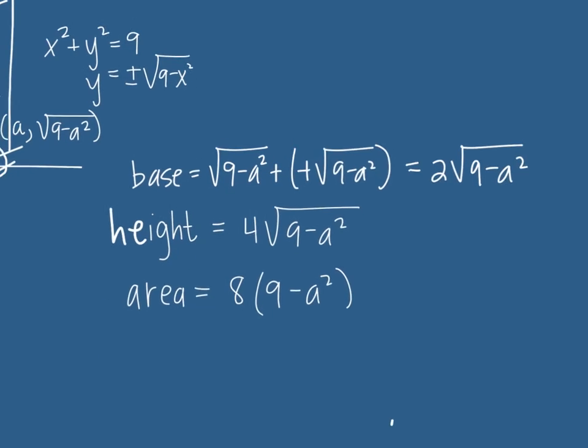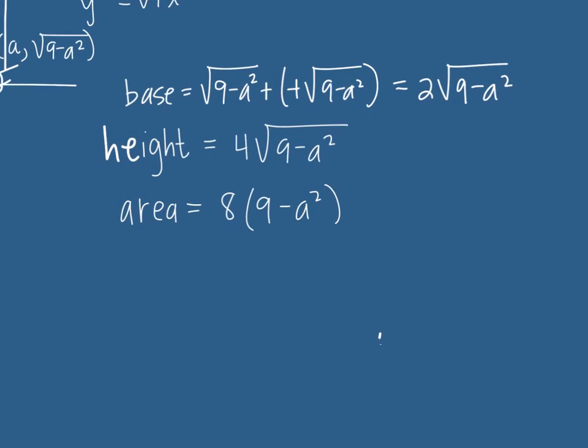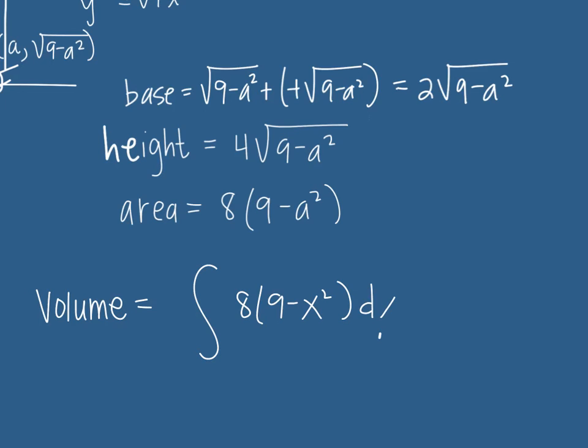Once you have the area, that's the hardest part. Then you can set up an integral, and the calculus can be the volume. So the volume would be the integral of 8 times the square root of 9 minus x squared along the x-axis. And what will the bounds be as I'm measuring this circle? Negative 3 to 3 will be the bounds of the entire circle.